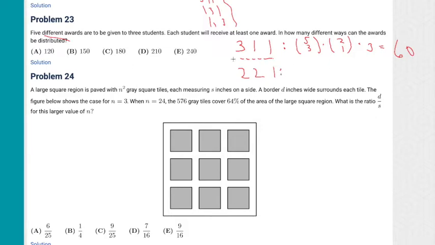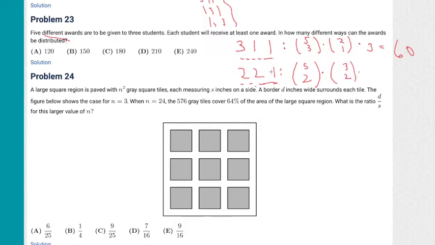Alright, so now let's look at our 2, 2, 1 arrangement. So first, we're just going to do the same thing that we did with 3, 1, 1. So first we need to figure out which 2 awards we're giving to the student, which is 5 choose 2. We're choosing 2 awards out of the 5 different ones. Now, after you've picked 2 awards, you have 3 awards remaining. So we need to pick 2 for the second student. So it's 3 choose 2.